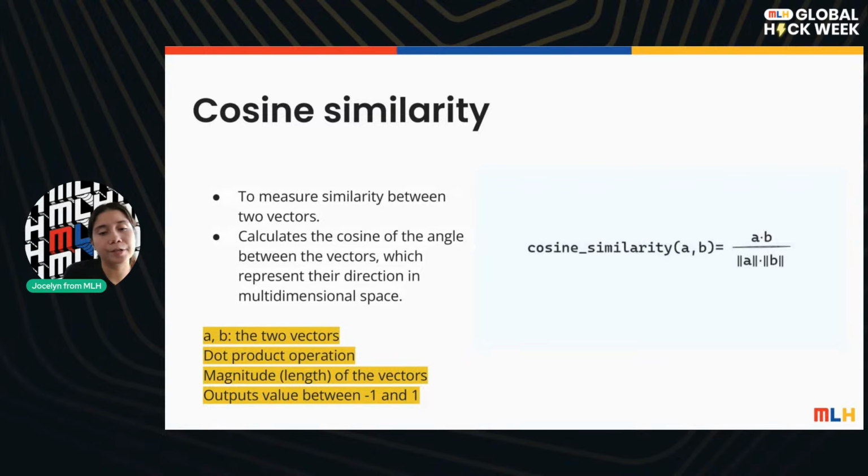And then there's this important term called cosine similarity. We're going to be learning about that today. Cosine similarity is mostly used to measure the similarity between two vectors. And this is how we actually get the responses for our recommendation system and our RAG system.